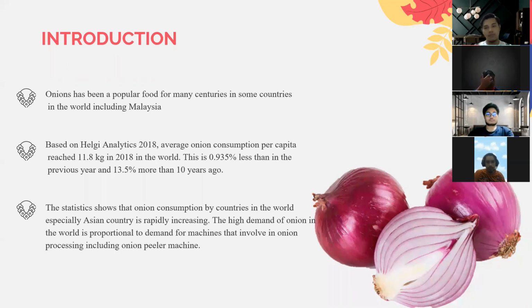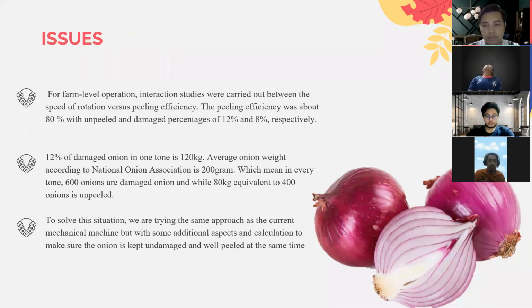And the high demand of onion, the increasing demand of onion that we have seen in the statistic in the world, is proportional to demand for the machines that involve onion. So we have to understand that the machines that involve onion are highly demanded right now because onion itself is in high demand. So that's why we are going to propose these issues to you right now. Okay, so first of all, the issues.